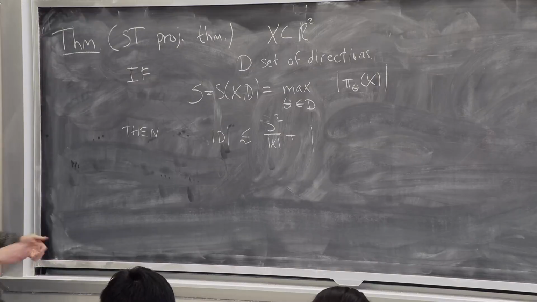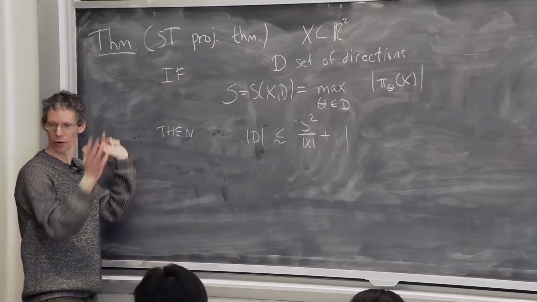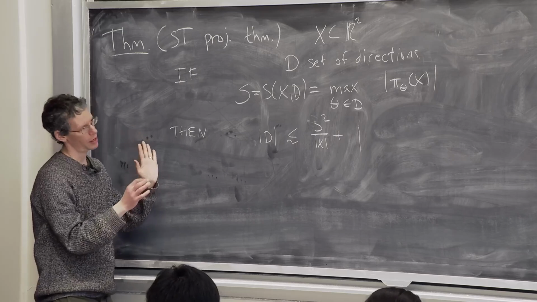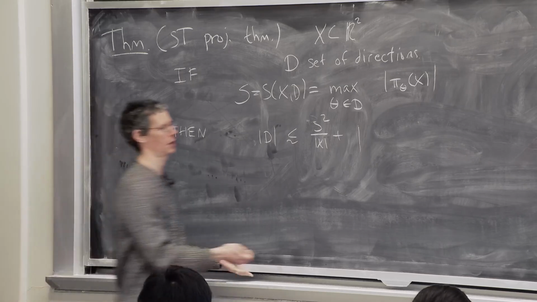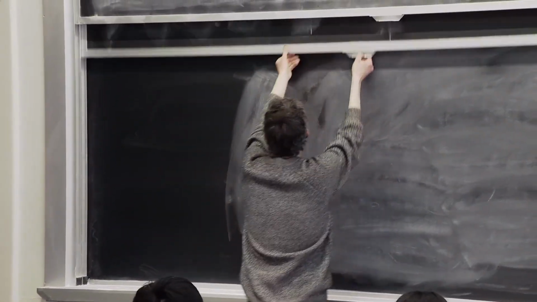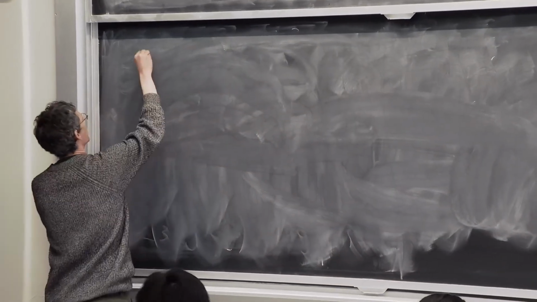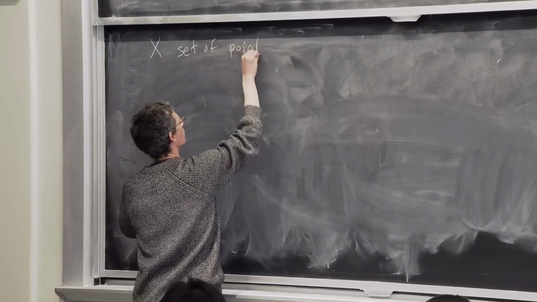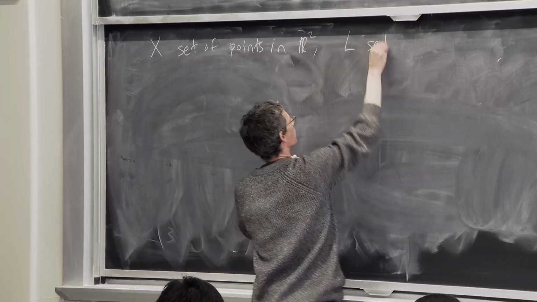OK. So this theorem is really a corollary of a more general theorem that they proved, that I'll state now. The more general theorem is about how points and lines intersect in the plane. So let's say X is a set of points in the plane, and L is a set of lines in the plane.